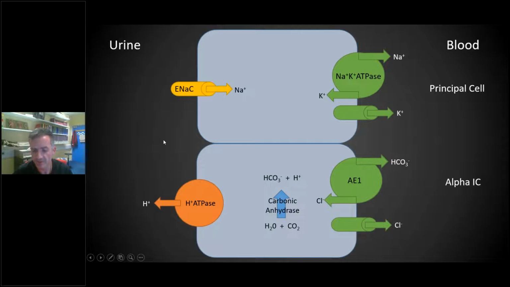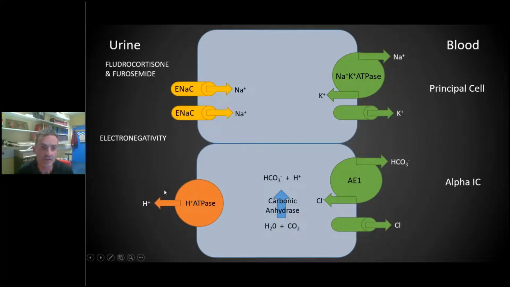alpha intercalated cell. If you give frusemide and fludrocortisone, you cause more ENaC to be inserted into the apical membrane of the principal cell. You rev up the sodium potassium ATPase, so you get a really quick movement of sodium this way. You increase your electronegative gradient, and you cause the intercalated cells to be going like Billy-O to try and counter this, so you get a very brisk acidification of the urine.